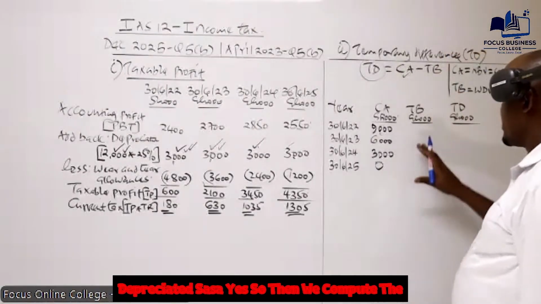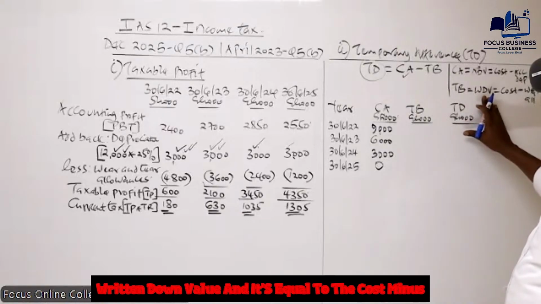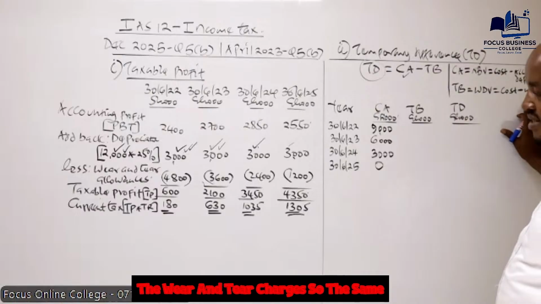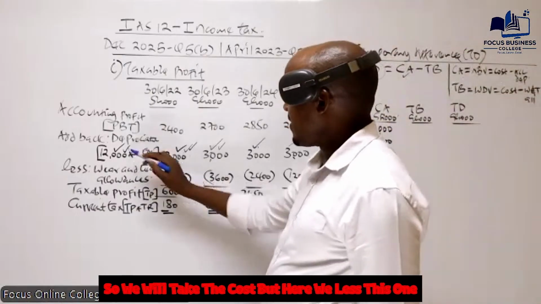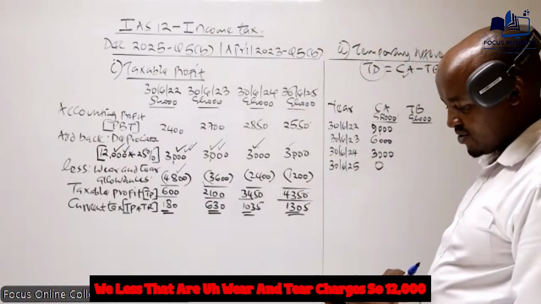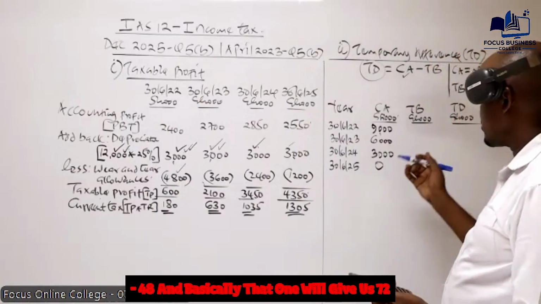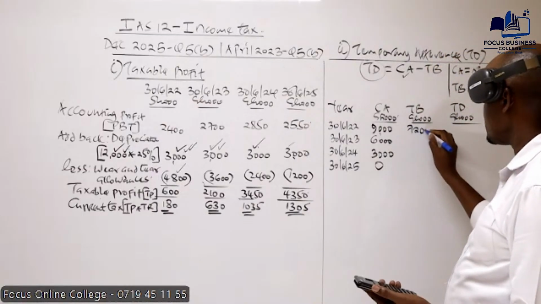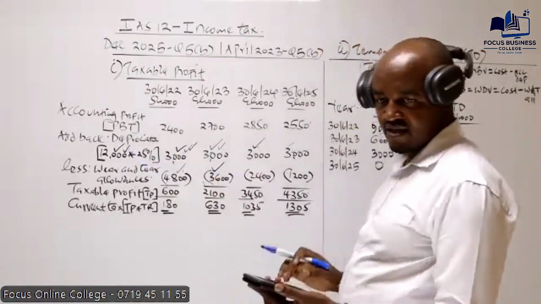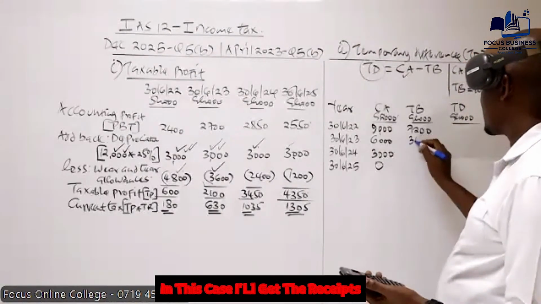Sasa? Yes. So then we compute the tax base, which is the written down value, and it's equal to the cost minus the wear and tear charges. So the same. We take the cost, but here we less the wear and tear charges. So 12,000 minus 48, and basically that one will give us 72. Then for year two, we will take the cost minus this, minus that. In this case, I'll get 36.